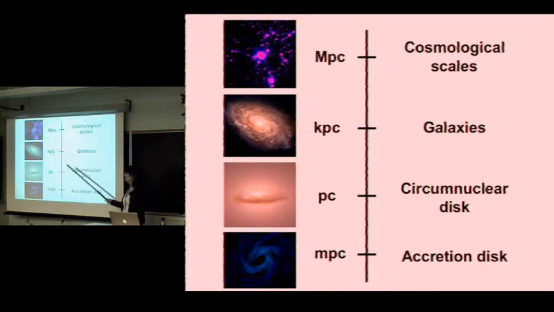On kiloparsec scales, this is where you find the scale of individual galaxies. And on parsec scales, we're getting into structures within the galaxy, for example the circumnuclear disk of the galaxy, which is mostly what I'm going to be talking about. And down on the smallest scales, milliparsecs, is where we find the scale of the accretion disk around a supermassive black hole. In the simulations I'm going to talk about, we come down and stop just short of the accretion disk, which I'll explain later.